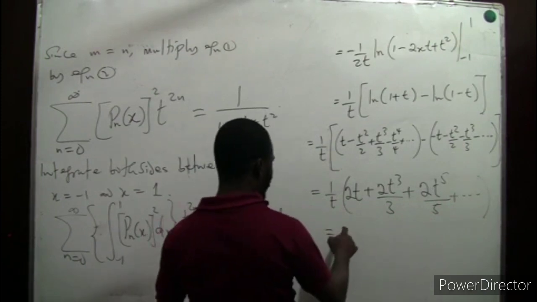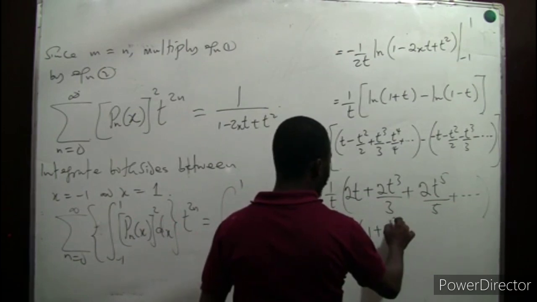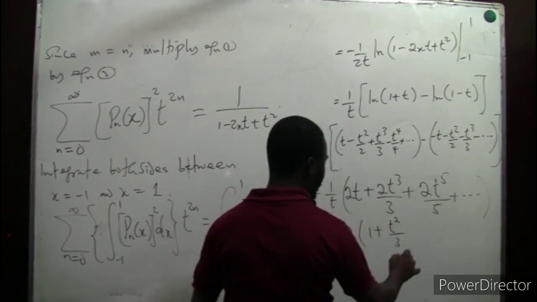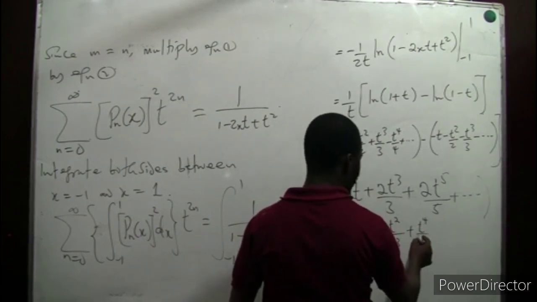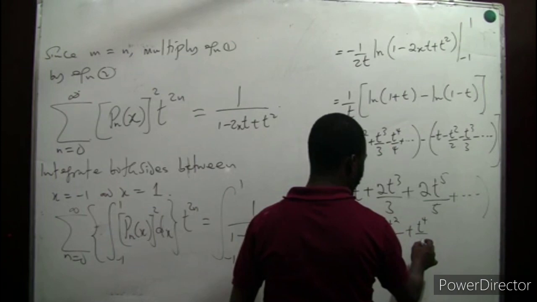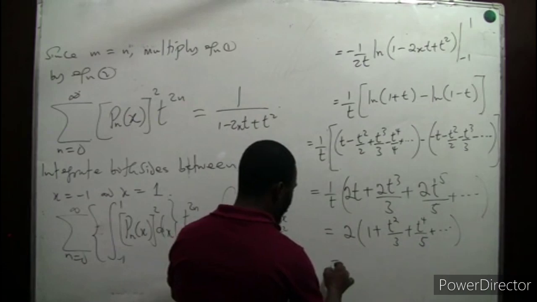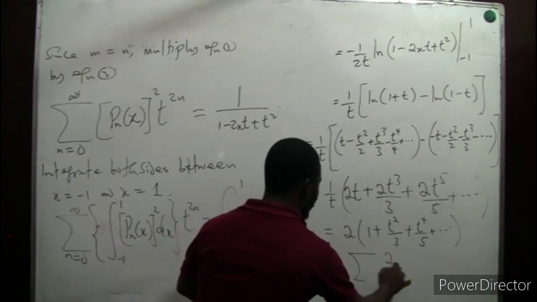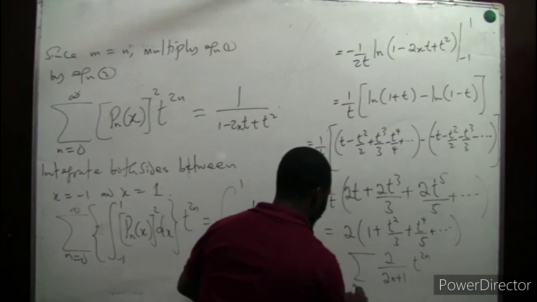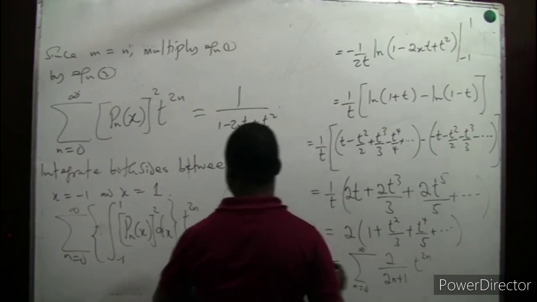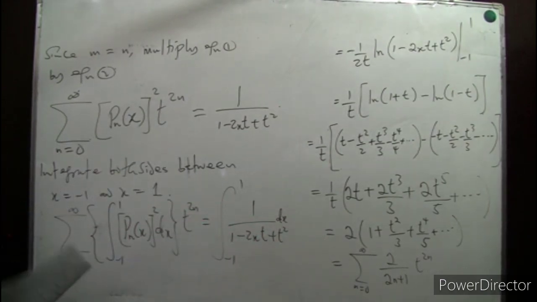Then what do we do from here? This gives us 2 into 1 plus t squared over 3 plus t raised to power 4 over 5. It continues, which now gives us summation 2 divided by 2n plus 1 t raised to power 2n, n from 0 to infinity. That's what we're going to obtain.